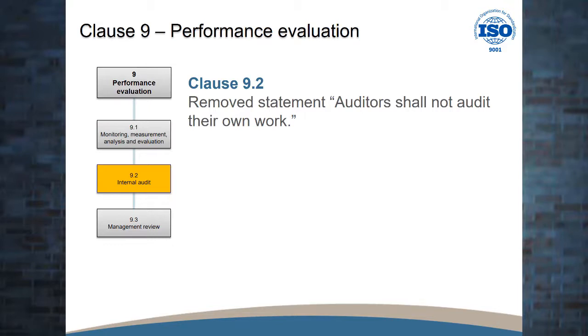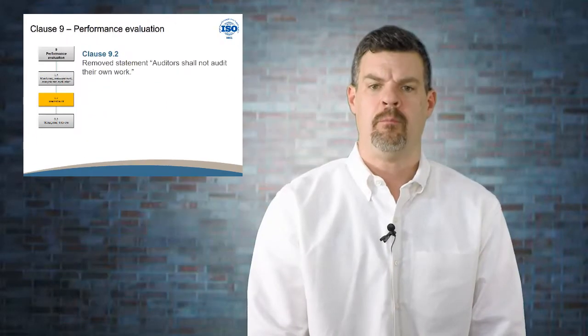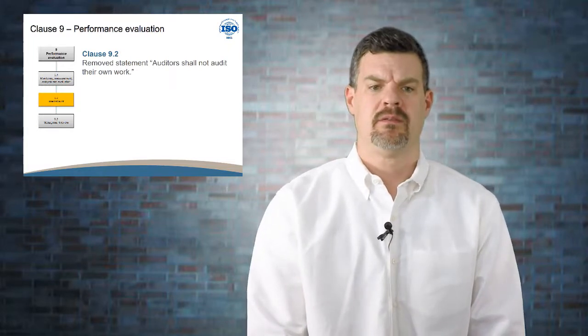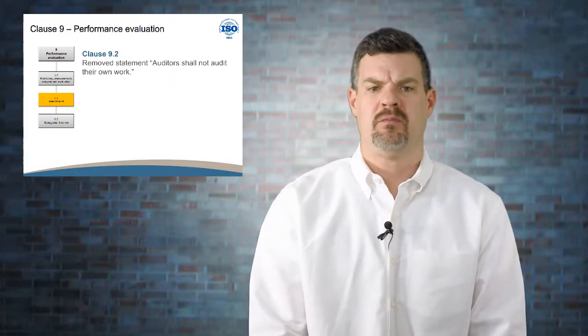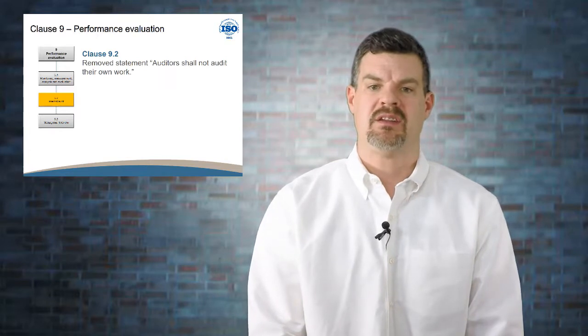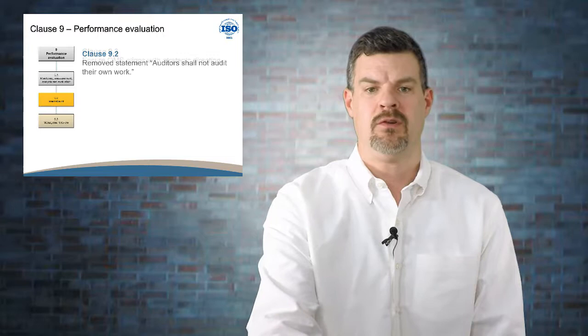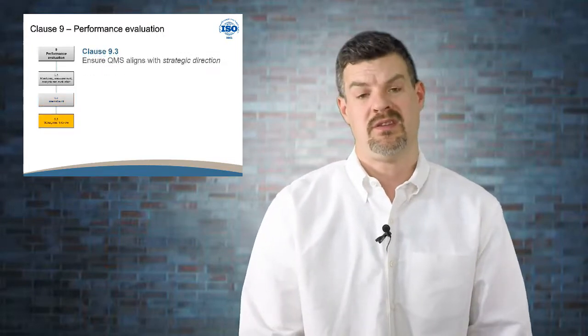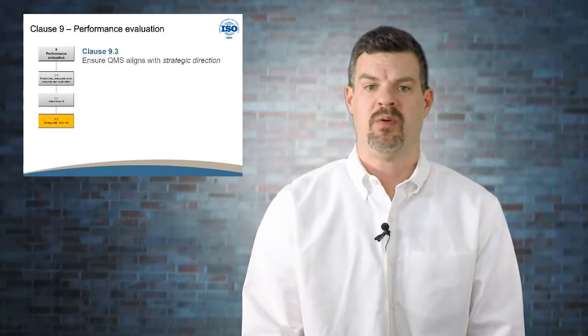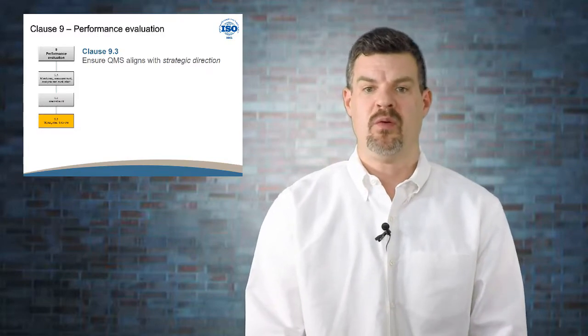9.2, we're getting into internal auditing. So not a lot has changed here on the 9001 side, but on the IATF 16949 side, there are a ton of changes here. There is a statement here basically removing that sentence saying auditors shall not audit their own work. That is gone. They can audit their own work, they just have to be impartial, and that word impartial was there before and it's still there now.